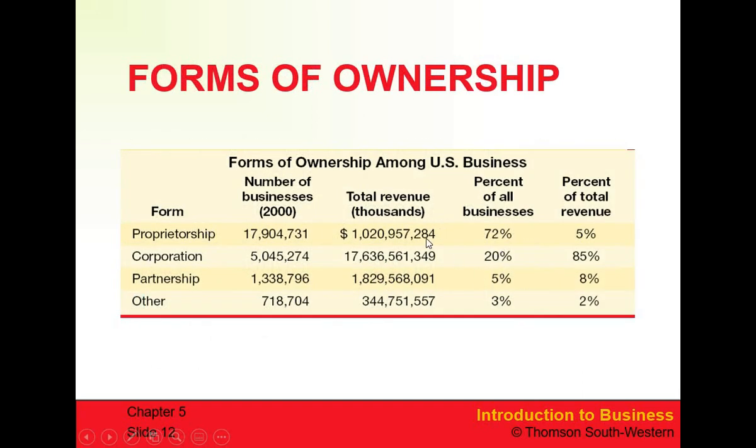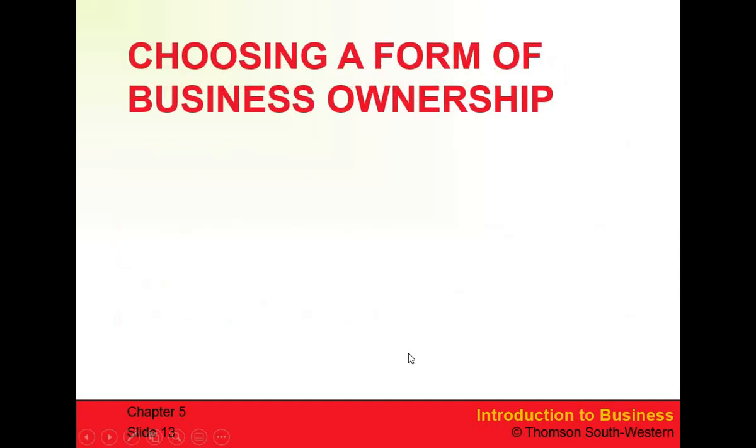This is a breakdown of the number of businesses, their total revenue versus the total percent of the revenue. And this is what it shows: proprietorships are huge, but they don't bring much revenue in, whereas corporations are much smaller but bring in a majority of the revenue.